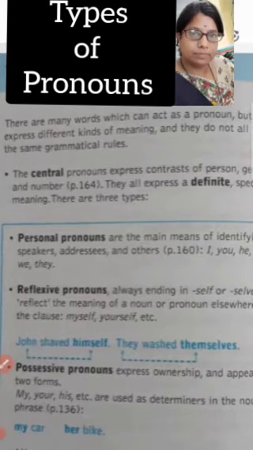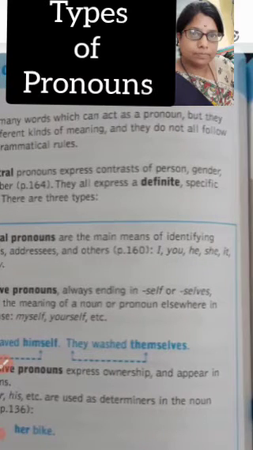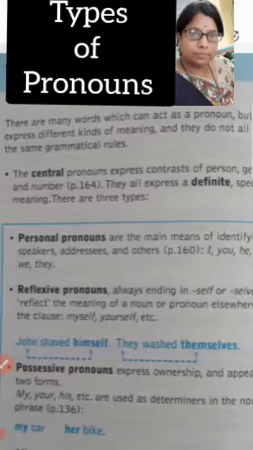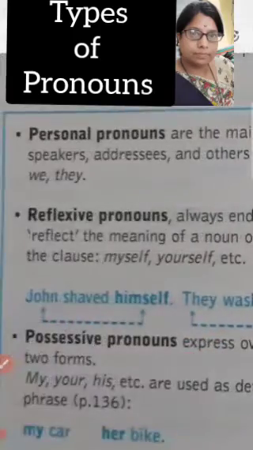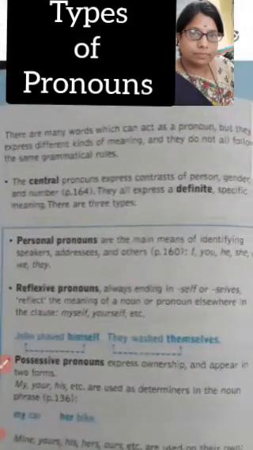Then we have the second type of pronouns, that is the reflexive pronouns. Reflexive pronouns always end in -self or -selves. The pronouns that take the suffix -self or -selves are the reflexive pronouns. Now, why are they known as reflexive? Because they reflect the meaning of a noun or pronoun elsewhere in the clause. For example, myself, yourself. So they reflect somebody else's identity, meaning.